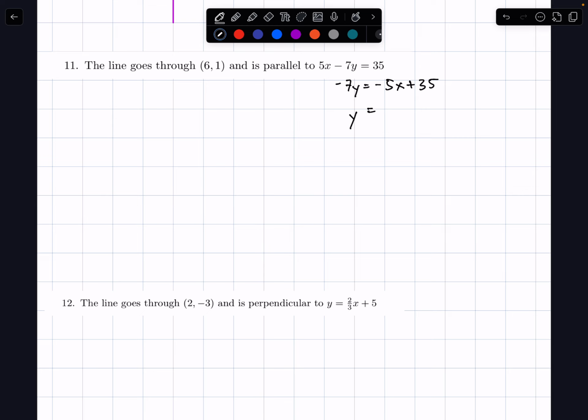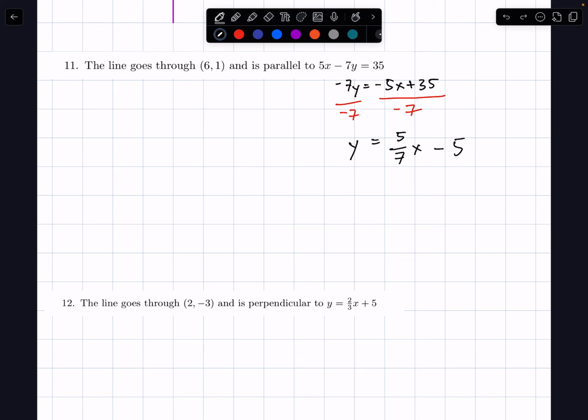So y is equal to, this part I'll show because I think I might lose some people if I don't. So divide both sides by negative 7. So that's going to be just a y on the left, right? Negative 5 divided by negative 7 is going to be 5 over 7. And then, when you're dividing by something, divide each individual piece. So 35 divided by negative 7 is going to be a negative 5. 35 divided by 7 is 5. Actually, never mind, that's not important.